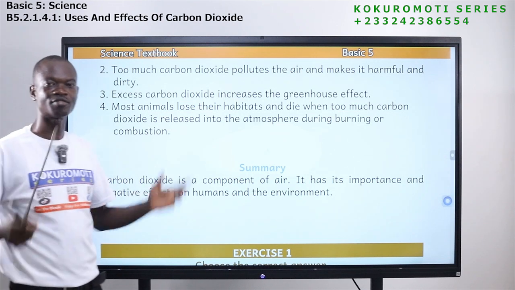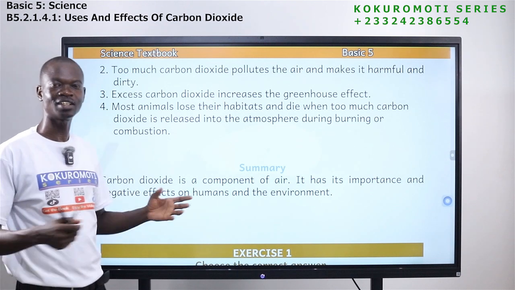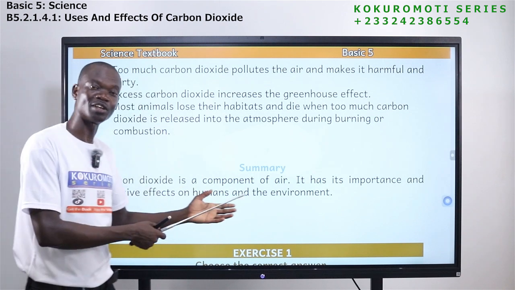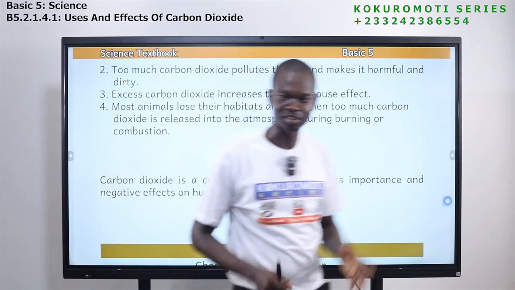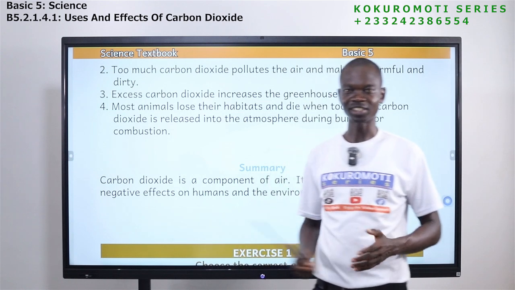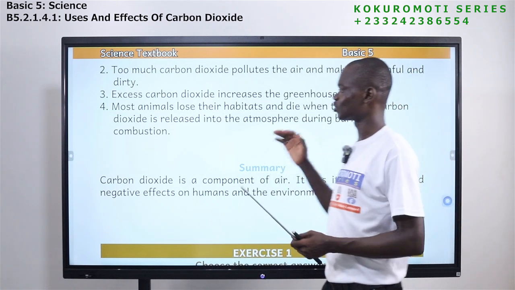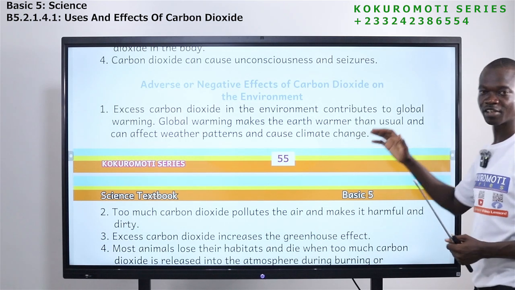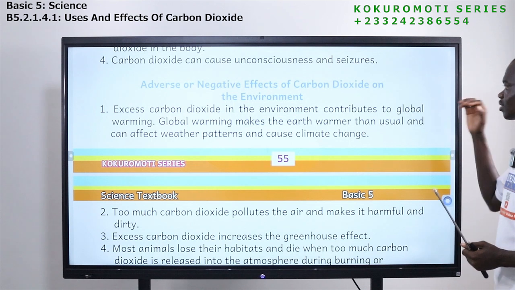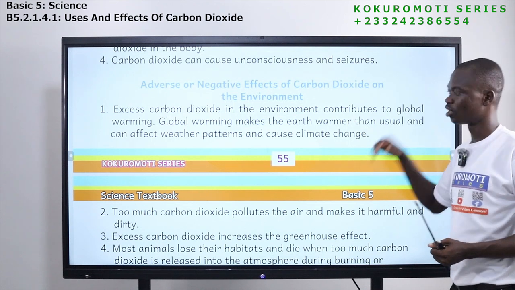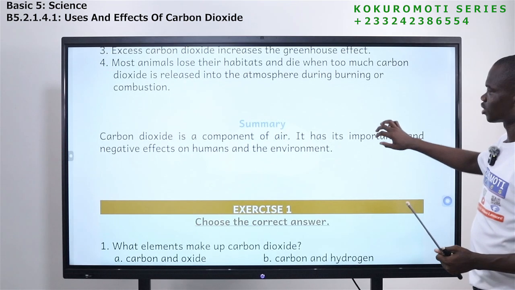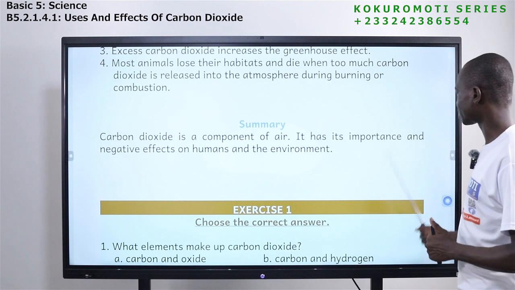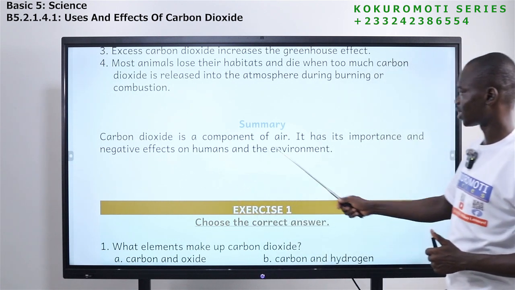So if the environment has too much carbon dioxide, where these animals live, they will go to different places, which might not be a correct habitat for them, and at the end of it, they will die. So these are some of the effects of carbon dioxide on the environment. We have seen the effect of carbon dioxide on human beings, and then we have also seen the effect of carbon dioxide on the environment. Okay, so in summary, carbon dioxide is a component of air. It has its importance and negative effects on humans and the environment.